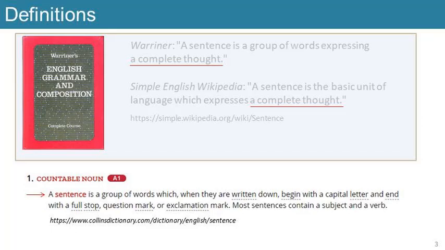For example, Collins' dictionary defines sentence as a group of words which, when they are written down, begin with a capital letter and end with a full stop, question mark, or exclamation mark. This is a better basis for syntactic analysis than the vague concept of a complete thought.